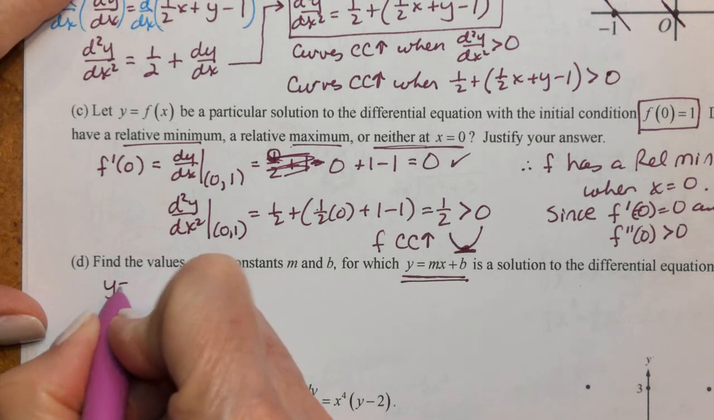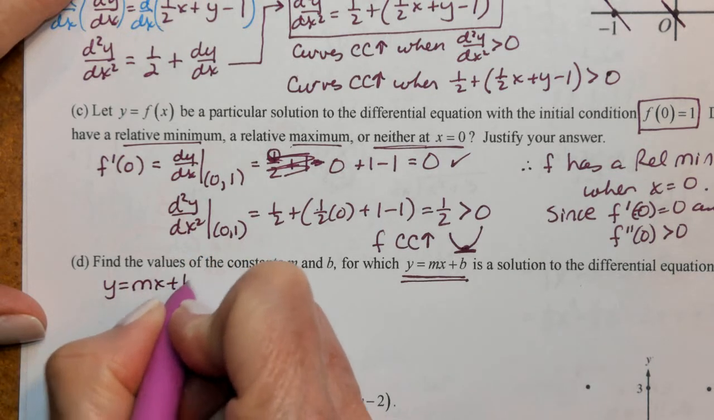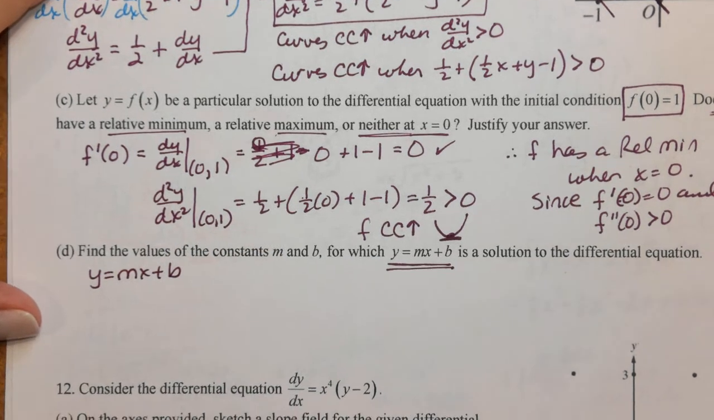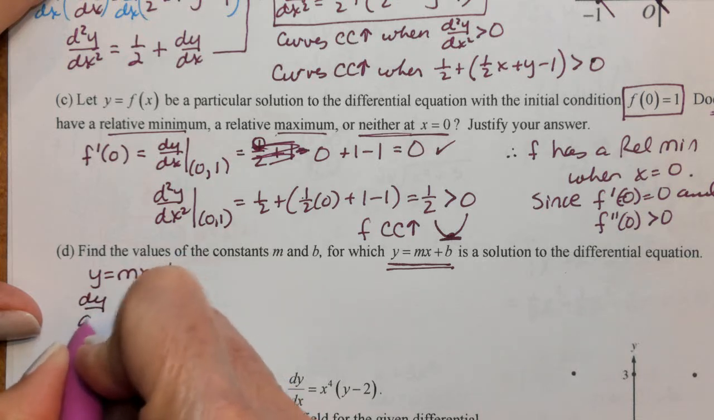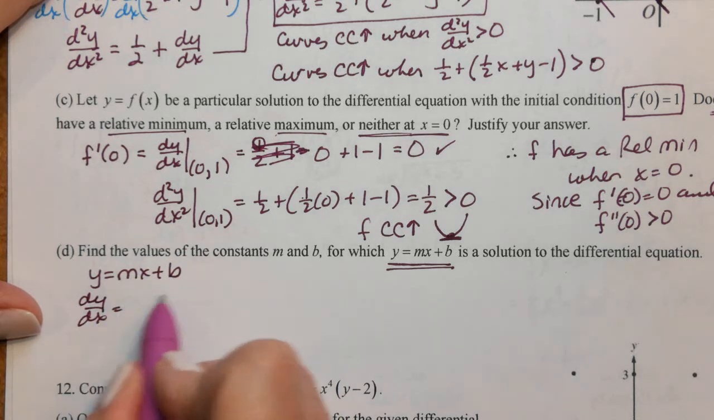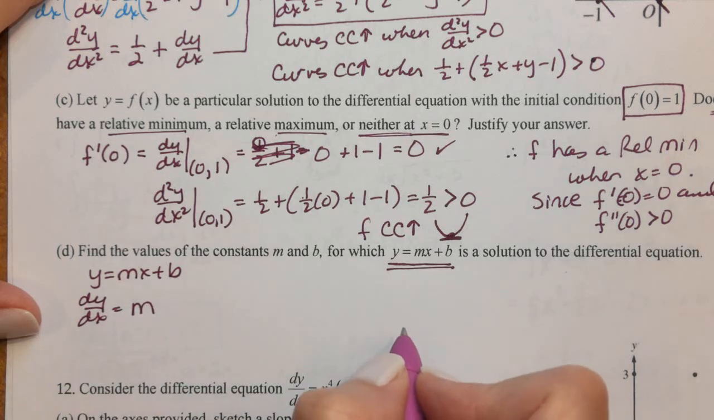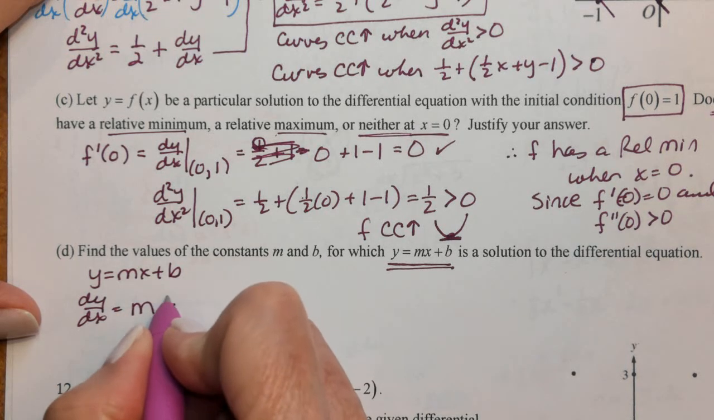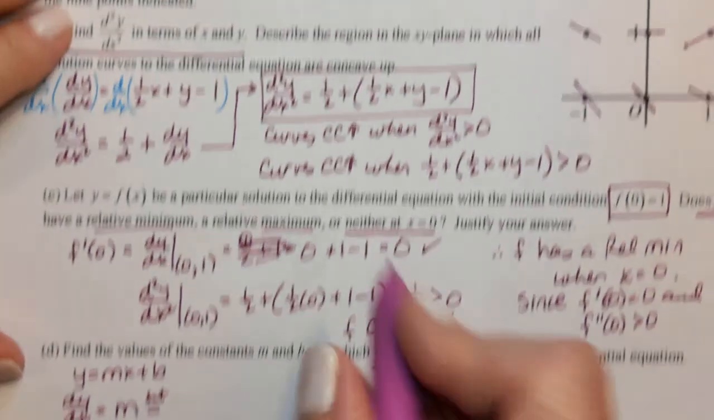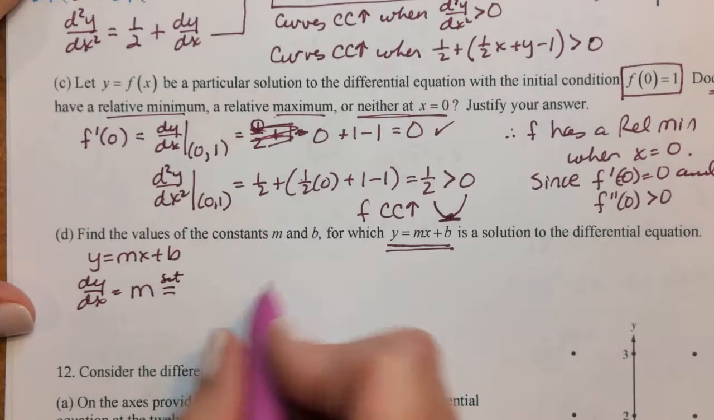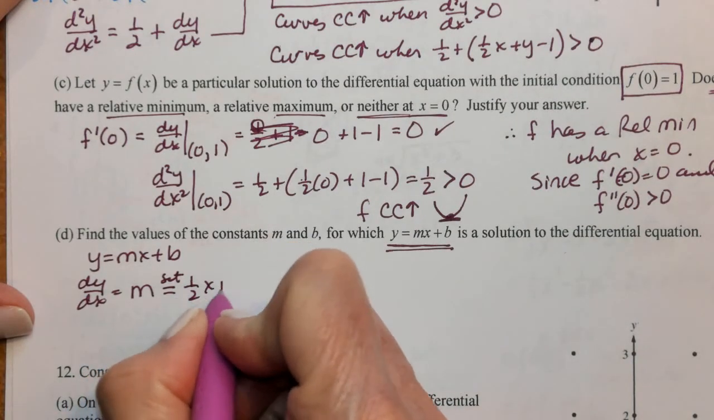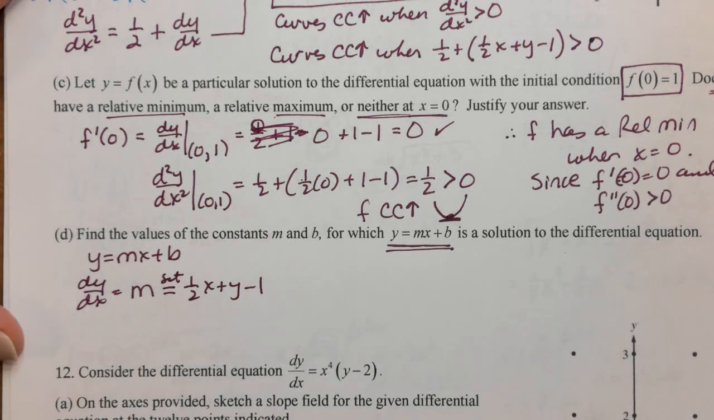So here's what they're saying is a solution. So that means dy dx has got to be, what is the derivative of this with respect to x? It's just m. That has got to be equal to dy dx up here, if it's a solution. Okay?